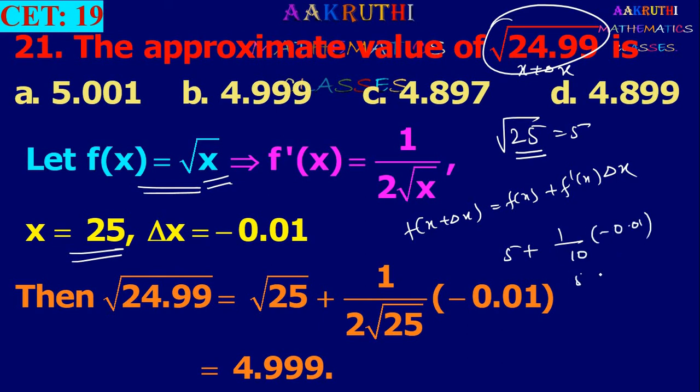So which is same as 5 minus 0.001, and 5 minus 0.001 is 4.999. So therefore root of 24.99 is 4.999, which is option B. So here approximate value of root of 24.99 is 4.999, which is option B.